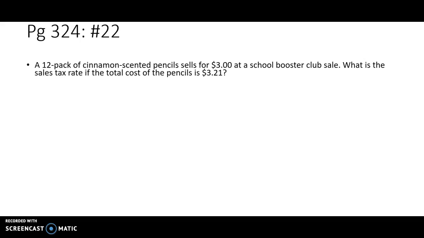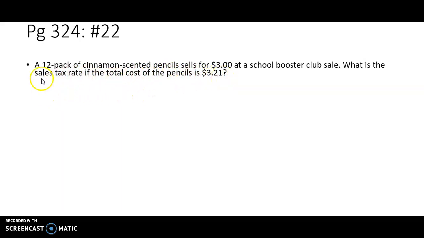Okay, the last problem that almost everybody had problems with was number 22, a word problem. So we kind of have to read between the lines, so to speak, and figure out what we're looking for. It says a 12-pack of cinnamon scented pencils sells for $3 at school booster club sale. So $3 so far is the only really important thing in that first sentence. It says, what is the sales tax rate if the cost of the pencils is $3.21?